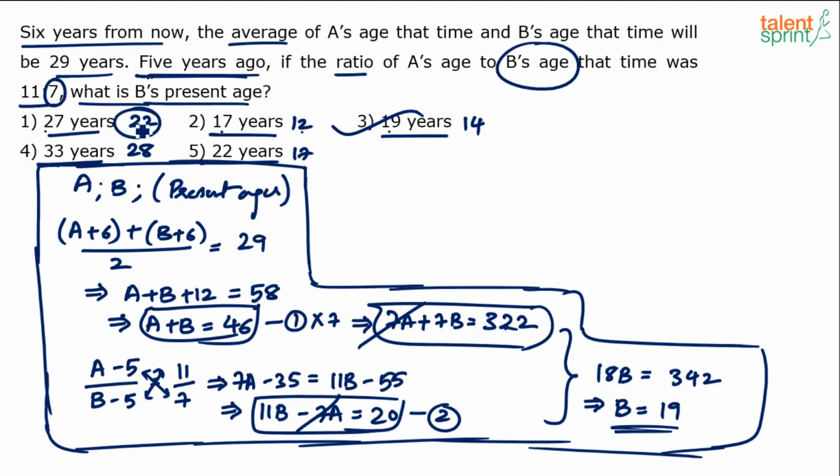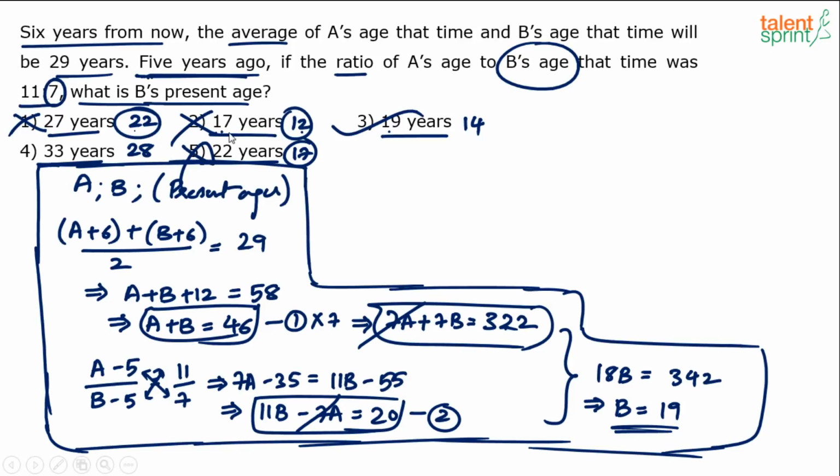Is 22 a multiple of 7? No. Option 1 is eliminated. Is 12 a multiple of 7? No. Option 2 is eliminated. Is 14 a multiple of 7? Yes. Option 3 may be the right answer. Option 4. Is 28 a multiple of 7? Yes. Option 4 may be the right answer. Is 17 a multiple of 7? No. Option 5 is also eliminated.